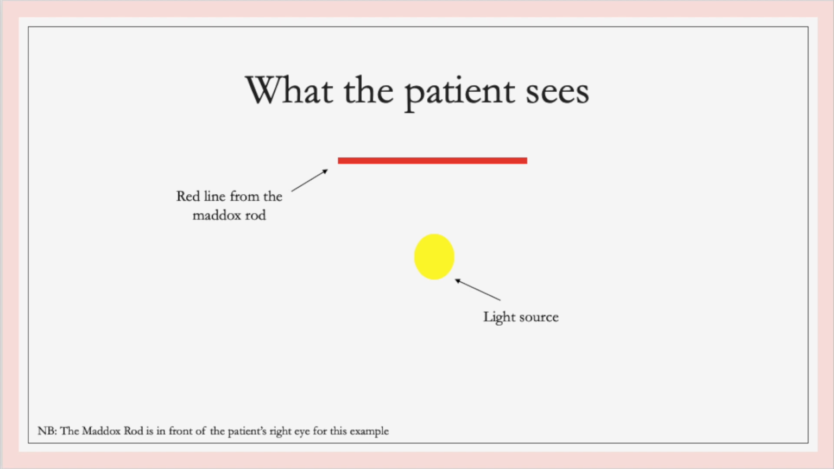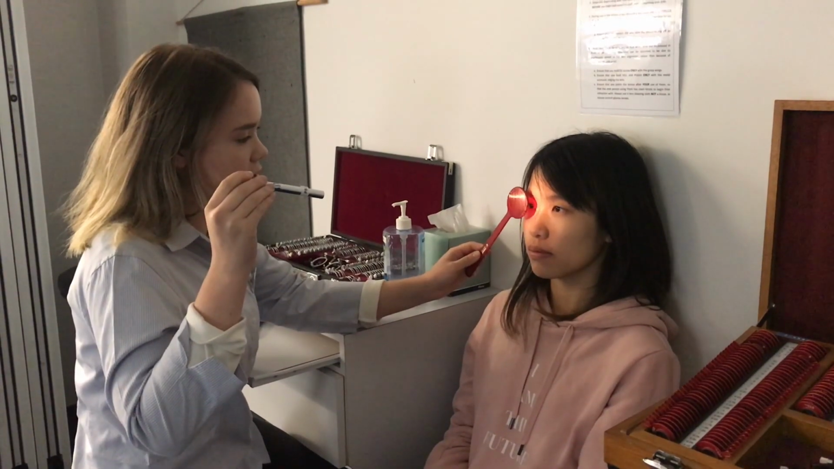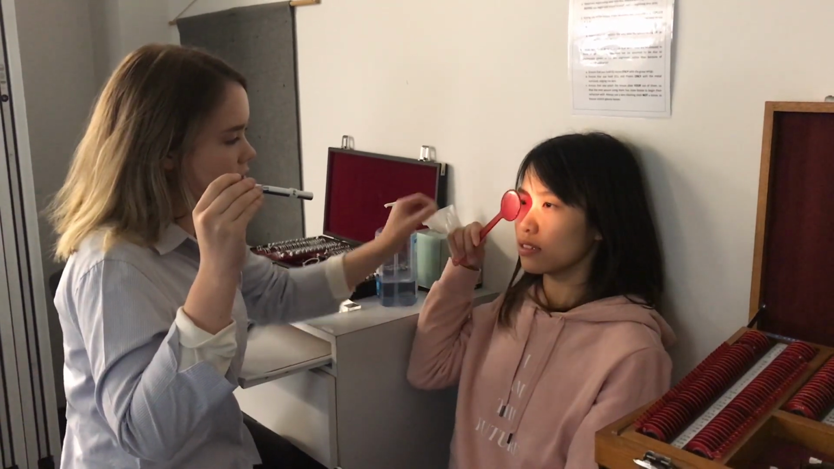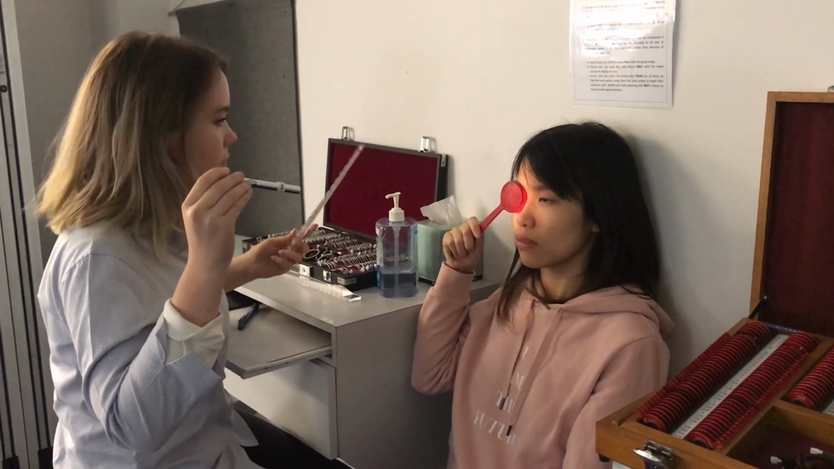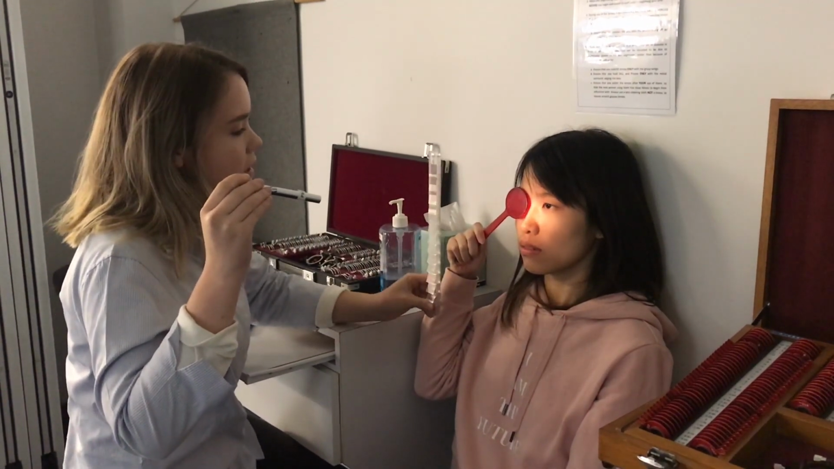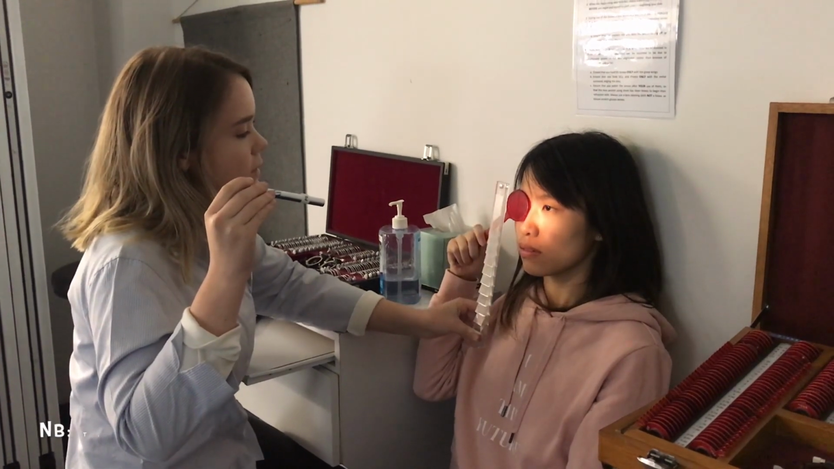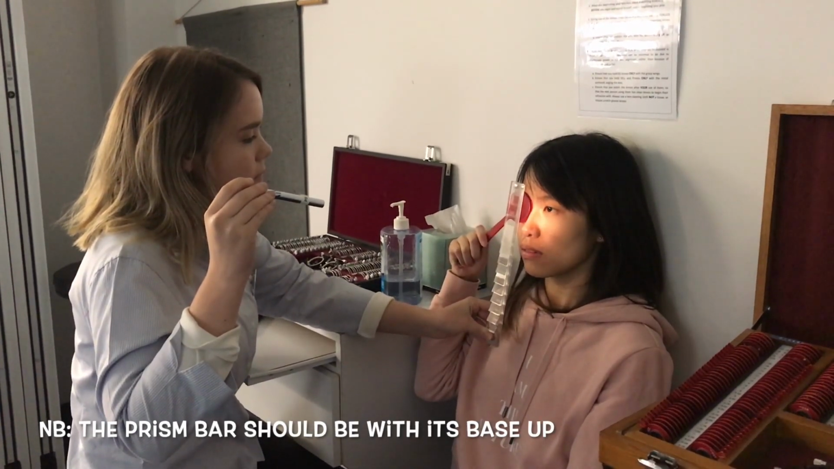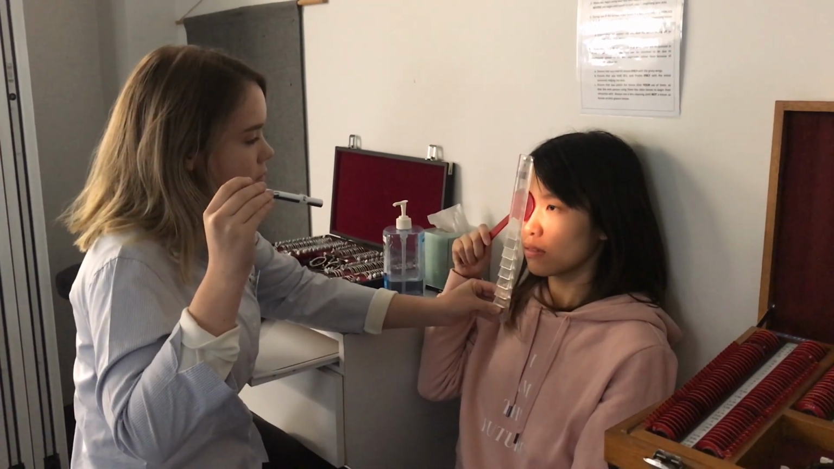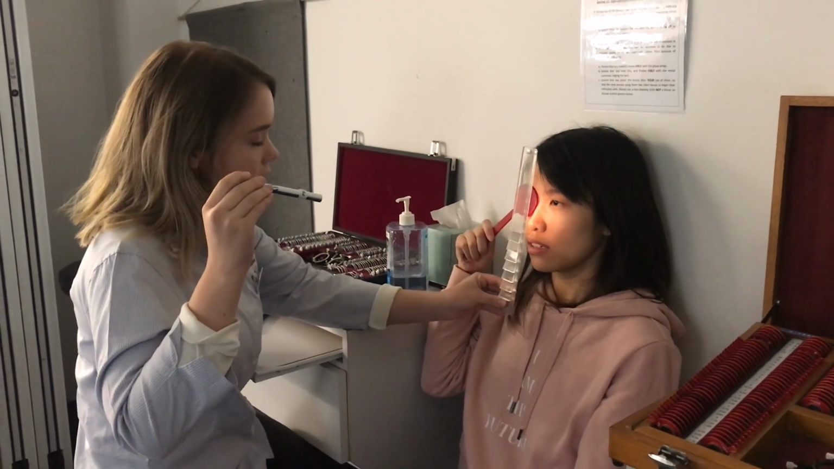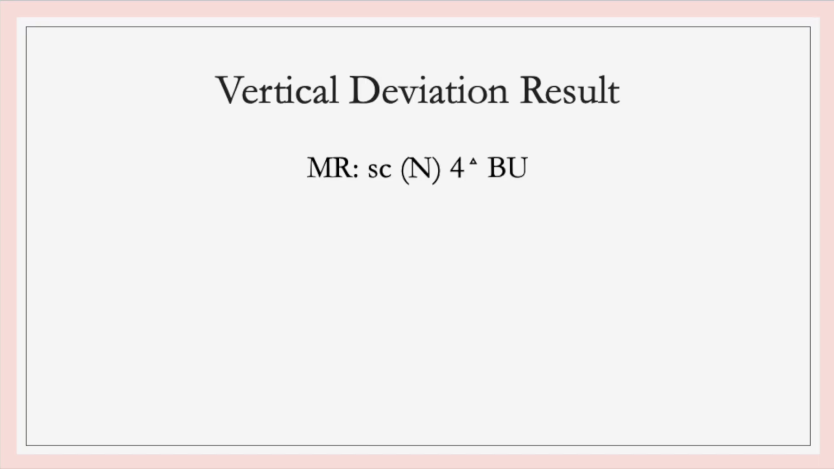In order to measure this hypodeviation, the prism bar is going to be placed with its base up. And can you just hold this for me? Awesome. Just going to hold it right there. So just want you to let me know again when that line is over the top of the light for me. Here. Yeah? Yep. The patient indicated that the light source and red line is superimposed when the prism bar is at 4 prism diopters base up.